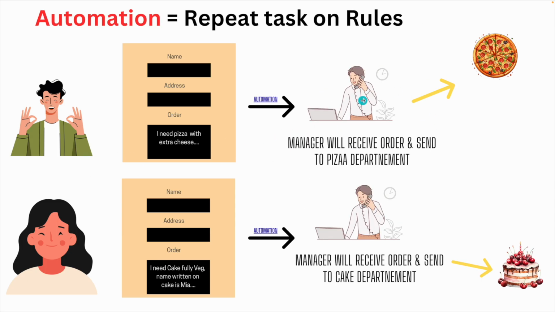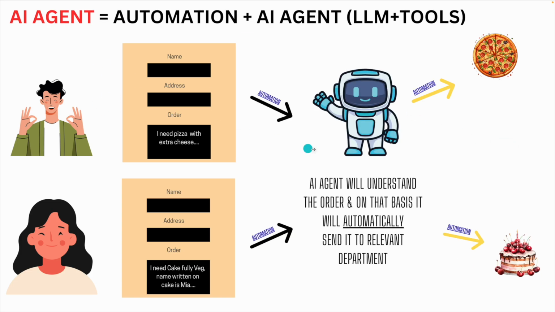But in the case of a person, he can work only particular hours, and you also have to pay them a salary to do these tasks. But in the case of AI, it can work 24 by 7, and it doesn't need any type of salary. In a very affordable, very cheap way, it can do the complete tasks for you. It can receive the orders through automation, and automatically with its brain it will understand them, and on that basis send them through automation to the particular department.